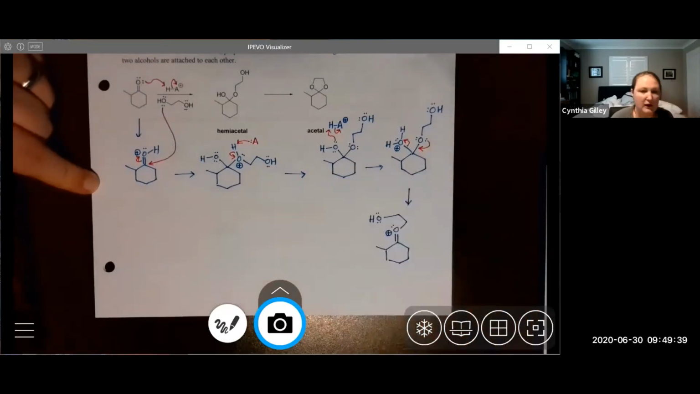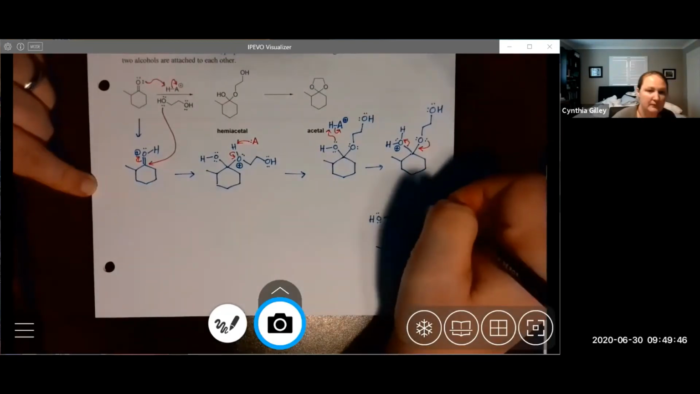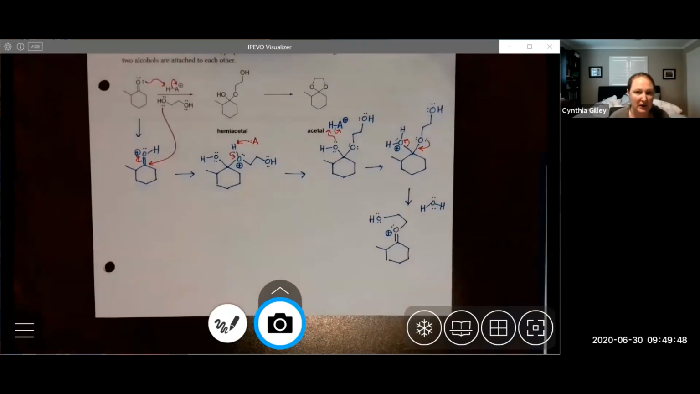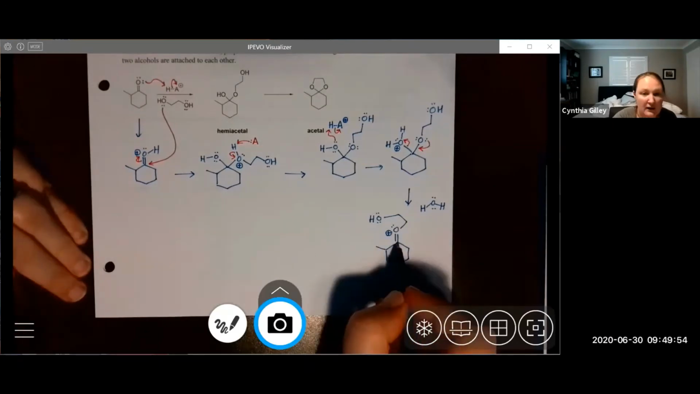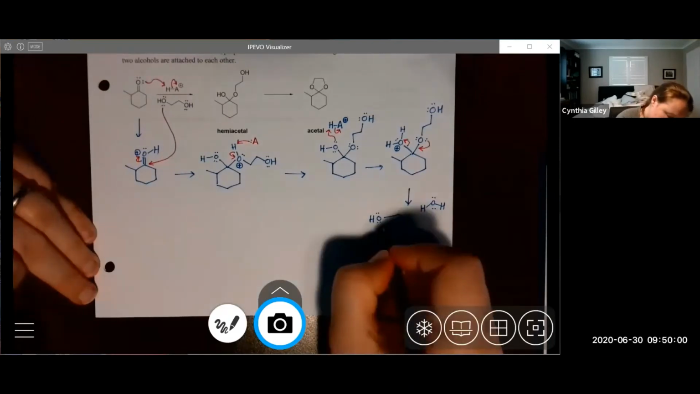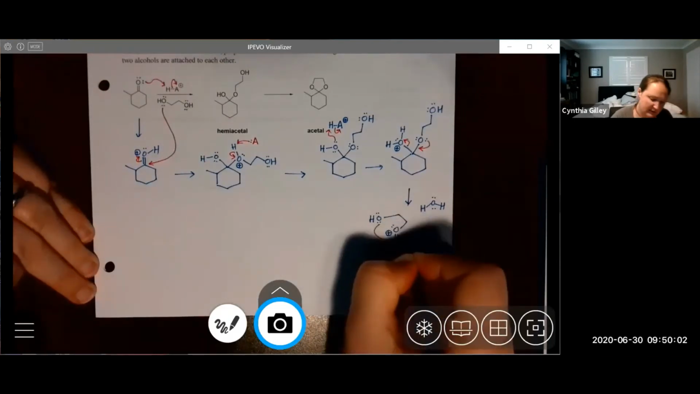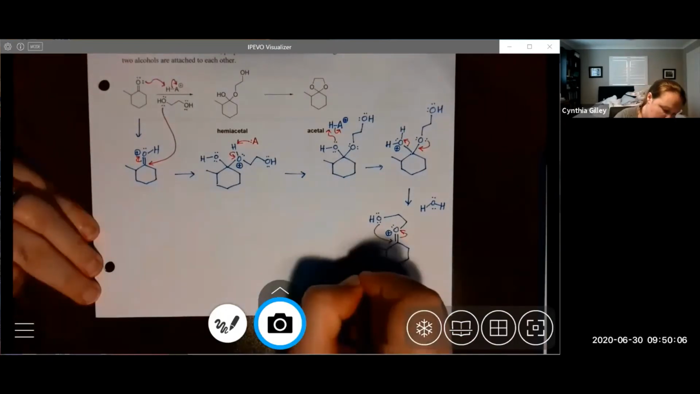Don't forget all lone pairs and formal charges, and we did kick out some water. Draw that as a byproduct. Remember, when this oxygen is positively charged, the carbon double bonded to it is super electrophilic. Form the second carbon-oxygen bond to the acetal.